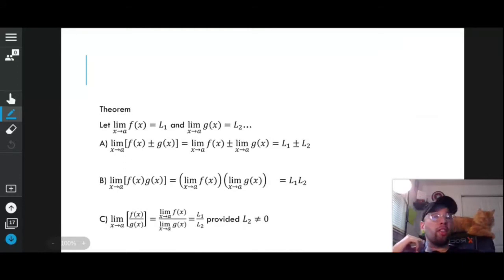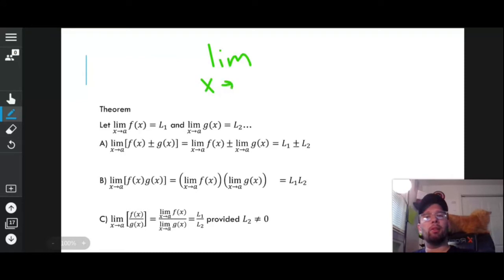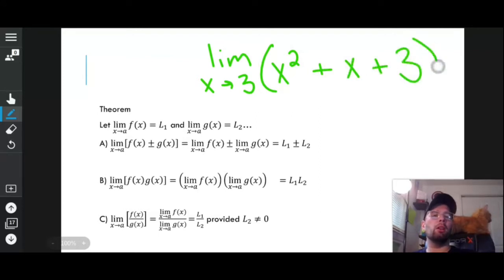This is some fun theorems that you're just going to not necessarily memorize, but we'll break down and I'll explain what everything means. If we're taking the limit of a polynomial, so if I take the limit of, I'm just literally writing this out and making this up, x squared plus x plus 3, what this first guy is saying is I take the limit of each part individually.